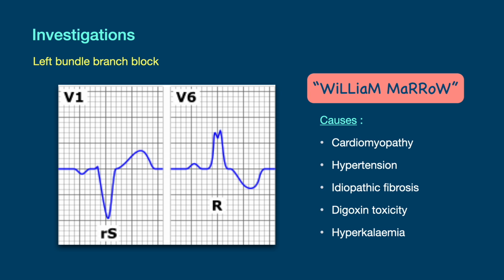Other non-ischemic causes of left bundle branch block include cardiomyopathy, hypertension, idiopathic fibrosis, digoxin toxicity, and hyperkalemia. New left bundle branch block is always pathological and may be a sign of myocardial infarction. Diagnosing a myocardial infarction for patients with existing left bundle branch block is difficult, so the Sgarbossa criteria is used to help with this.